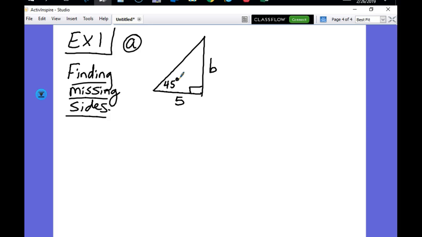Okay, so what's important here, that's kind of low-key not obvious, is I had to put that 45 on there, because if I don't have that there, then you don't know if this is a 45, 45, 90. If you don't know that, then you can't do anything. But here's what we learned: whatever one leg is, the other leg is the same. And therefore, B must be 5. Okay?